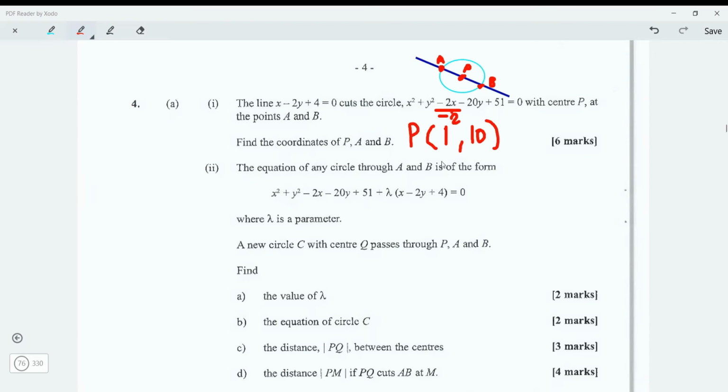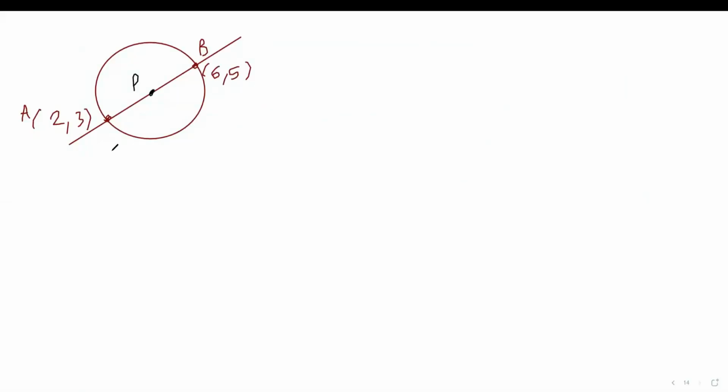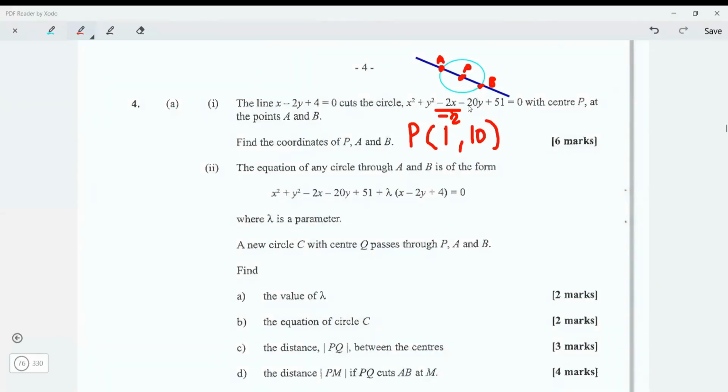P is (1, 10). Negative, you use -2? -2, yes. All right. So P is the point (1, 10). So that line that I drew up there is wrong, because it has to pass through the center. So come and just fix this. So if you divide by -2, you get 10. It's not negative. I divide -20 by -2, I get 10. Yeah, so that's the center. So P is the point (1, 10).